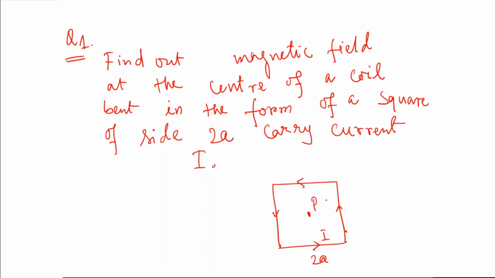Anyone can volunteer? Sir, by applying the formula for a finite wire. Exactly. So what did we get? Mu 0 I by 4 pi A, sine phi 1 plus sine phi 2. So this is for the finite wire we have learned. So you have to actually know what is phi 1, what is phi 2, and what is this A.